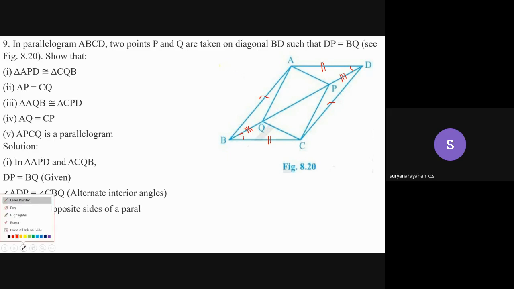Now come to the point. In these two triangles, APD and CQB, which parts are compared? Tell me. I mean, parts of a triangle means sides and angles. Understood? So, in these two triangles, which parts are compared? Side, angle, side of one triangle.